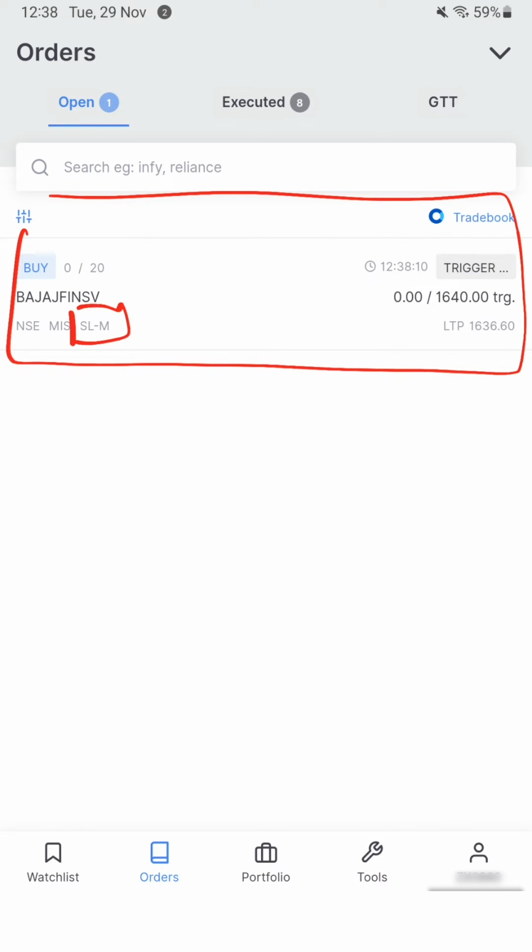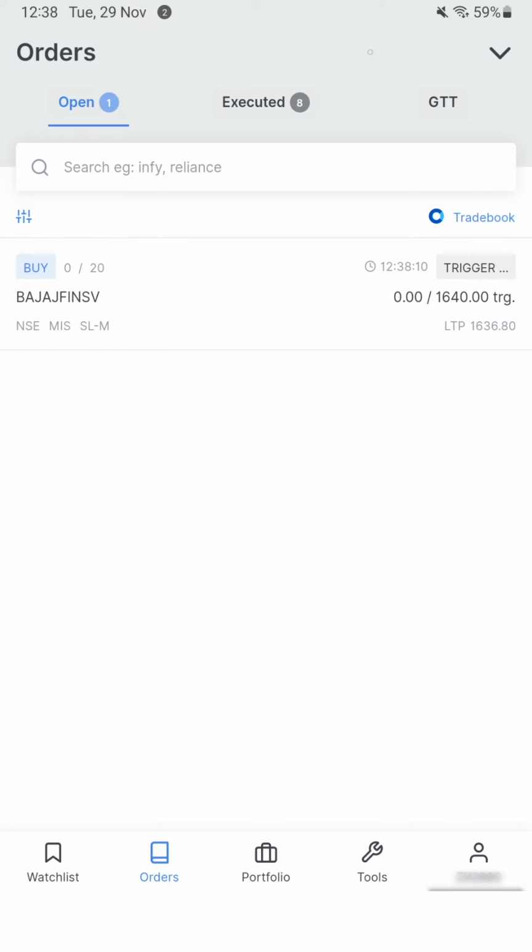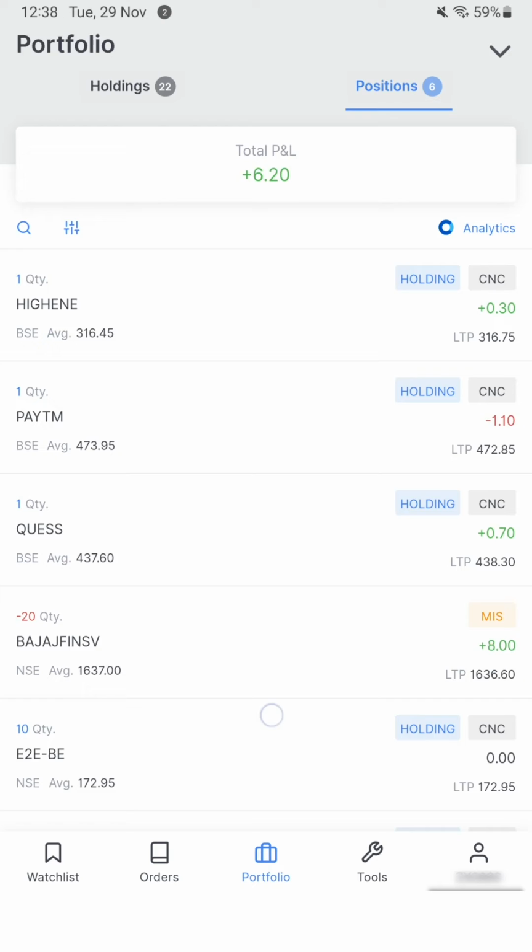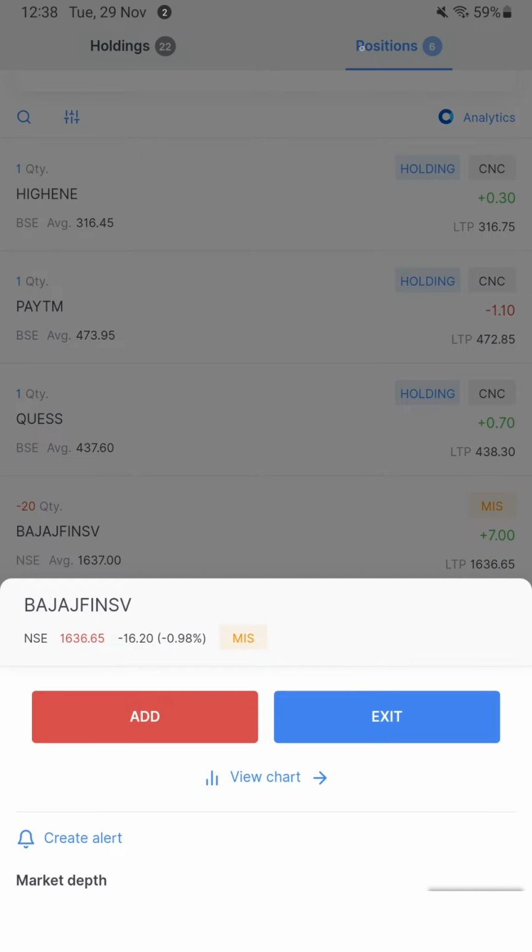This is a stop loss market. This MIS suggests that it's an intraday trade and my trigger is at 1640. This 0.00 denotes that this will be a market transaction. So this is one way of placing stop loss when you have a short position. Remember, what I simply did is I went to my positions, I looked at the position and I used the exit button to do this.